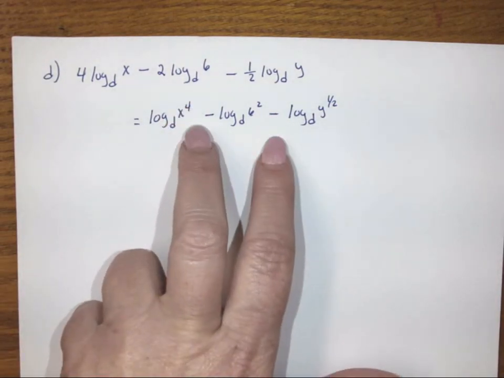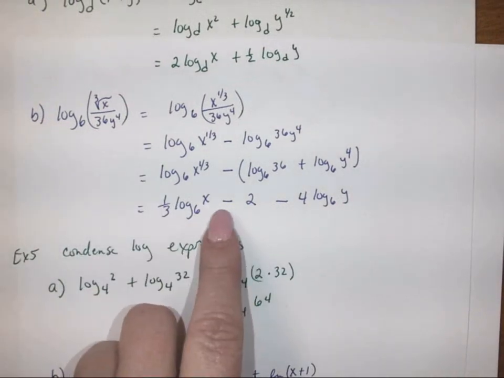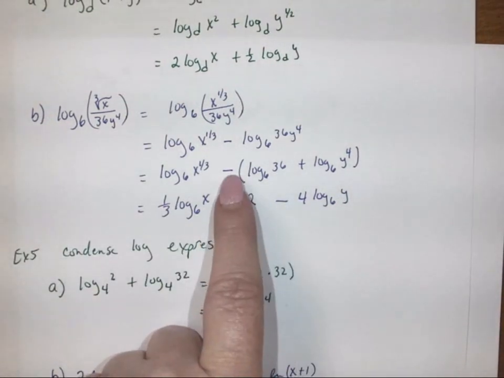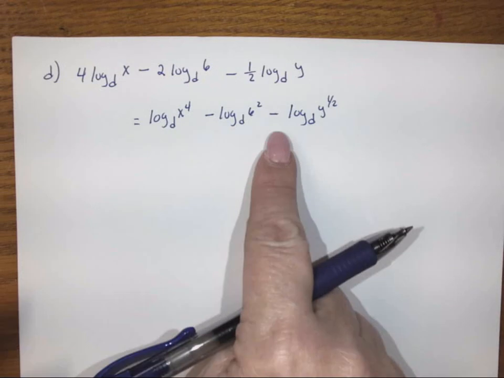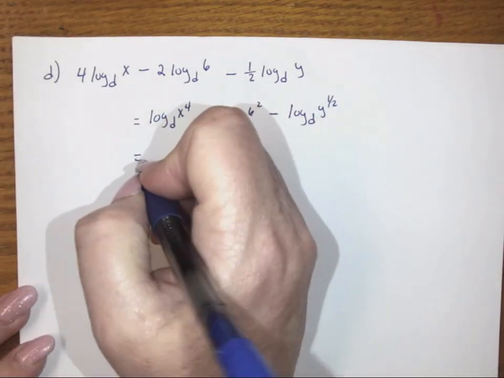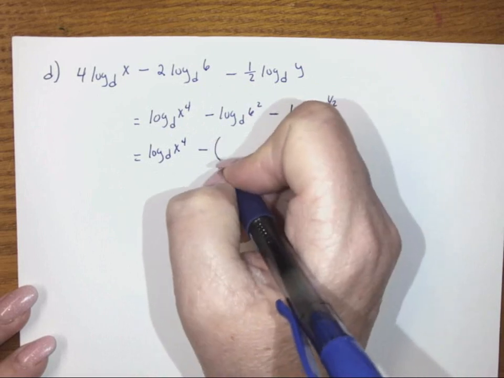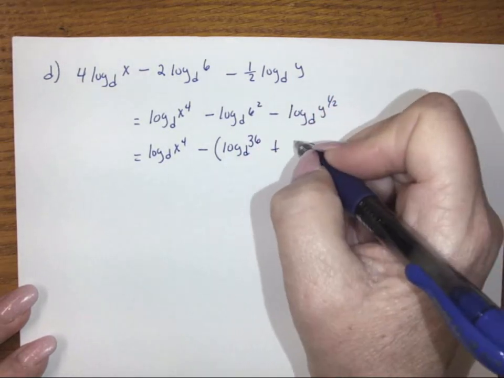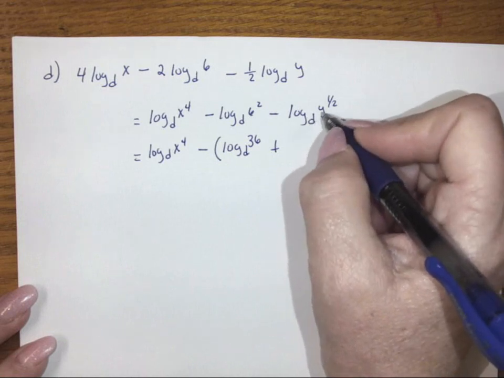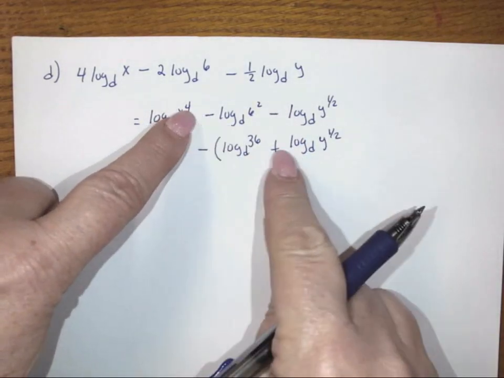When we see those two subtractions, if you remember on example 4 part B, we had two subtractions, and that was because they were both being divided on the bottom and they were multiplied before, so they were a plus. We're going to do that same process and put these back together. We take those two negatives and bring it out to just one negative and put an addition in. So log base d of x to the 4th minus log base d of, now this is 6 squared, so I'm just going to write it as 36, plus log base d of y to the 1/2. So basically I pulled out the negative sign and made that addition.